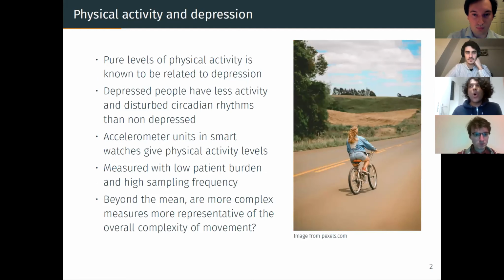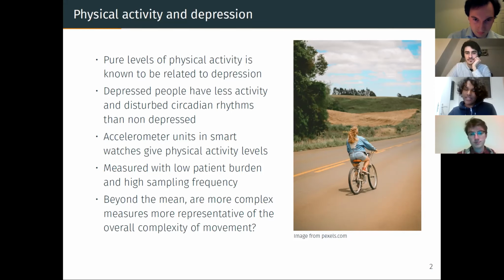We know that the mean levels of physical activity are actually lower in depressed people. Depressed people also have a more disturbed circadian rhythm than non-depressed people. One way to measure this is using accelerometer units in smartwatches, which give you the actual levels of physical activity. The useful thing about this is that it can be measured with low patient burden, it has high sampling frequency, and so on.